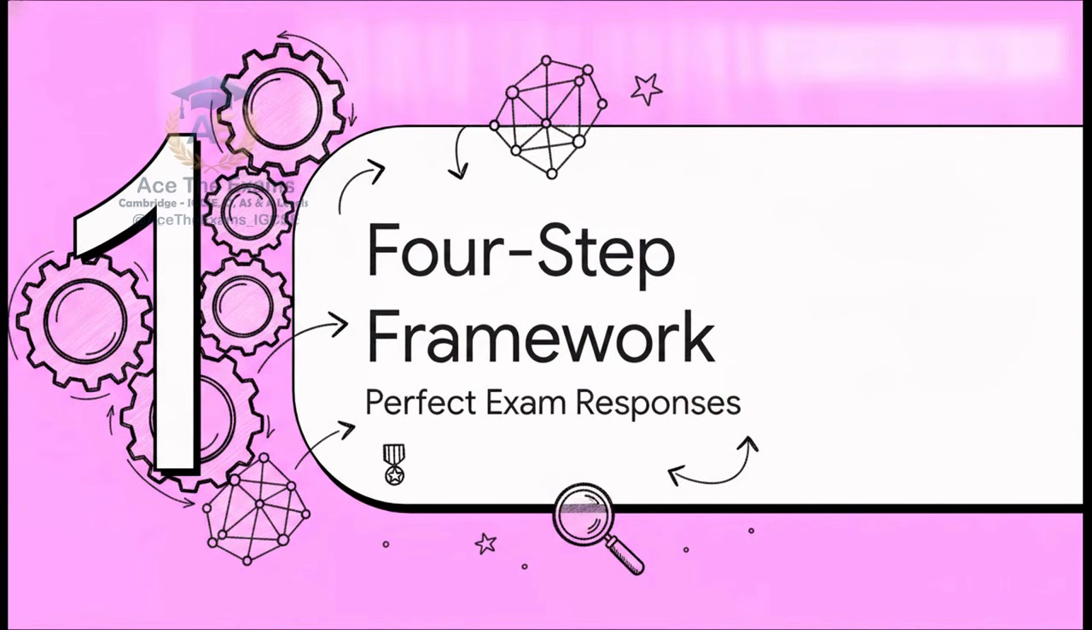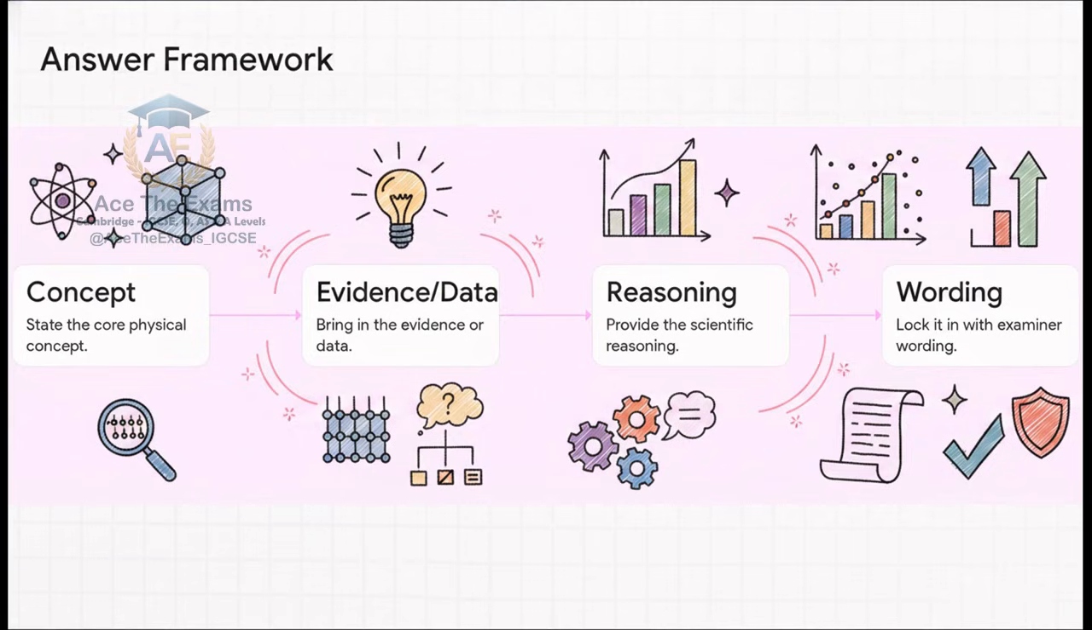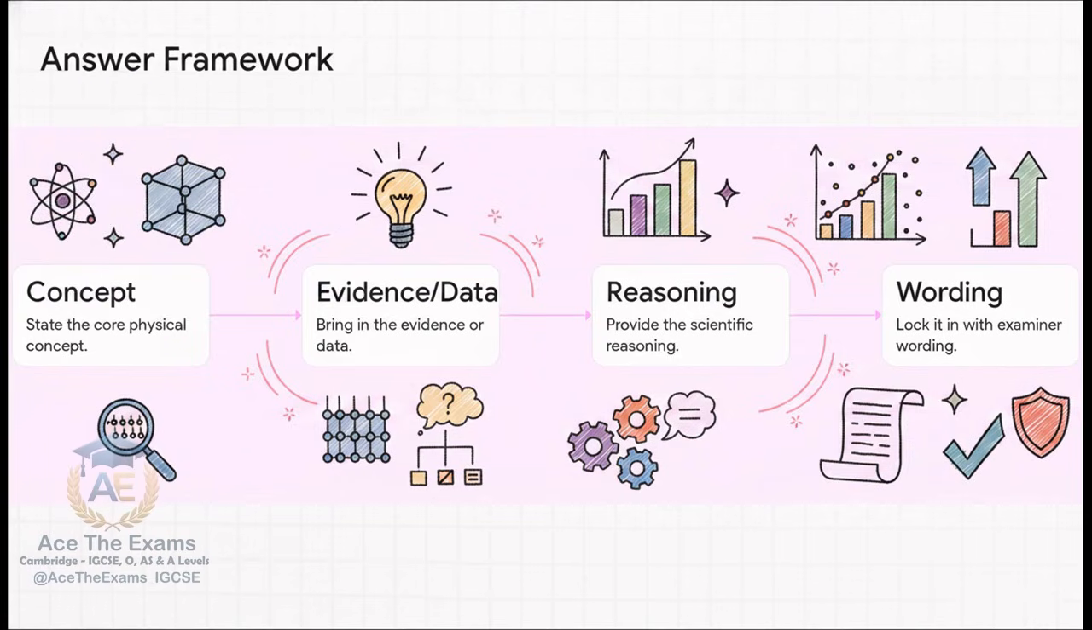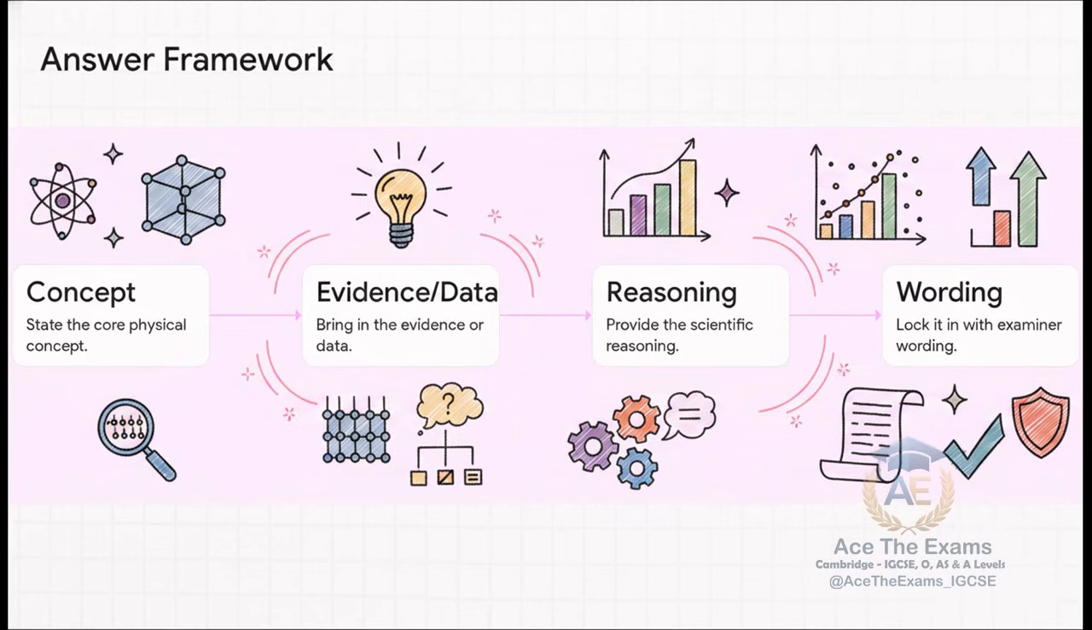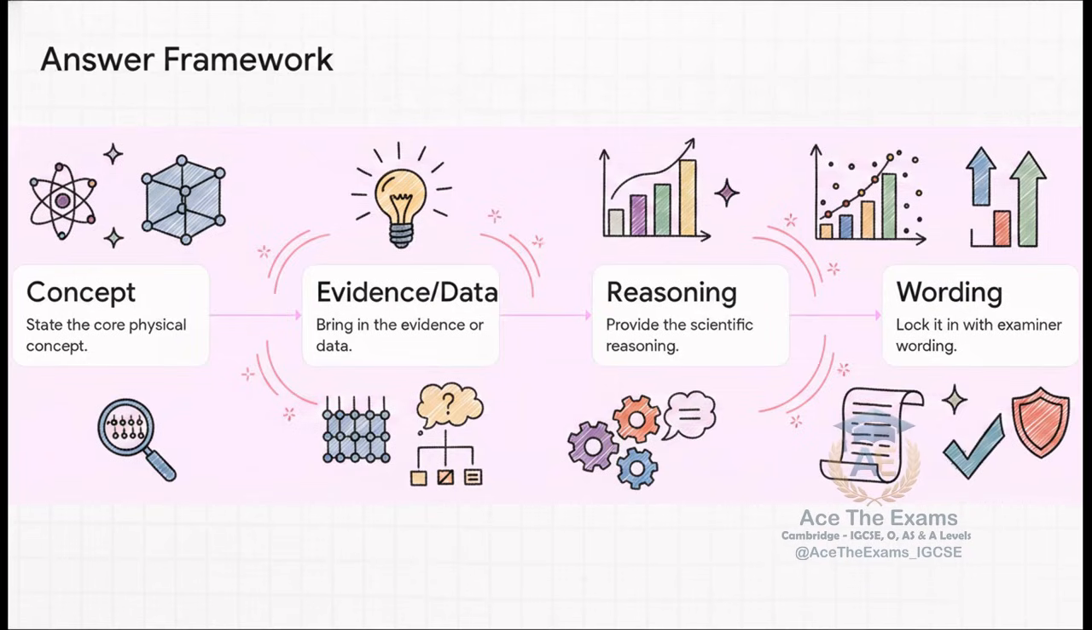Section 1. The 4-step answer framework. Engineering a perfect response. To stop bleeding those marks, we need to completely overhaul how we approach these questions. To build a truly top-tier answer, you literally cannot skip these 4 steps. First up, state the core concept. Second, bring in the evidence or the data. Third, and this is absolutely crucial, provide the scientific reasoning. This is where you explain the why. And finally, step 4, lock it all in with precise examiner wording. If you structure your paragraphs this way, you naturally bridge that gap between a scattered list of random facts and a cohesive, top-band physics answer.